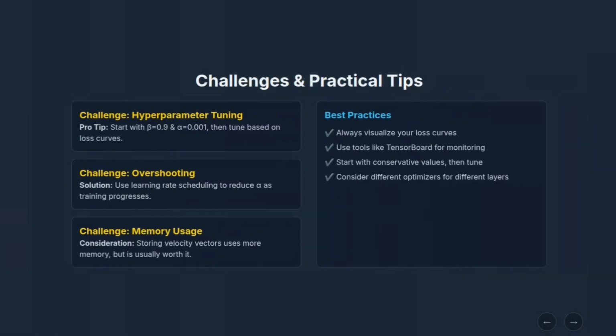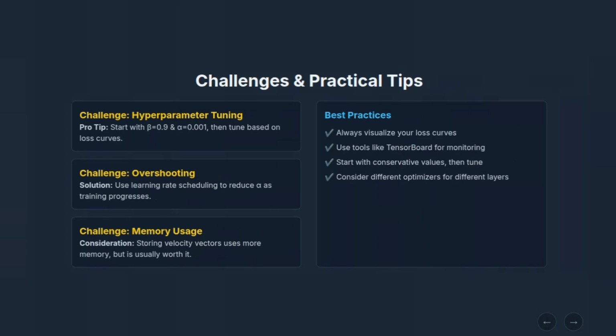Now, momentum isn't perfect. Let me share the main challenges and how to handle them. Challenge 1. Hyperparameter tuning can be tricky. Too much momentum and you overshoot. Too little and you lose the benefits. Pro tip: start with beta equals 0.9 and learning rate equals 0.001, then tune based on your loss curves.